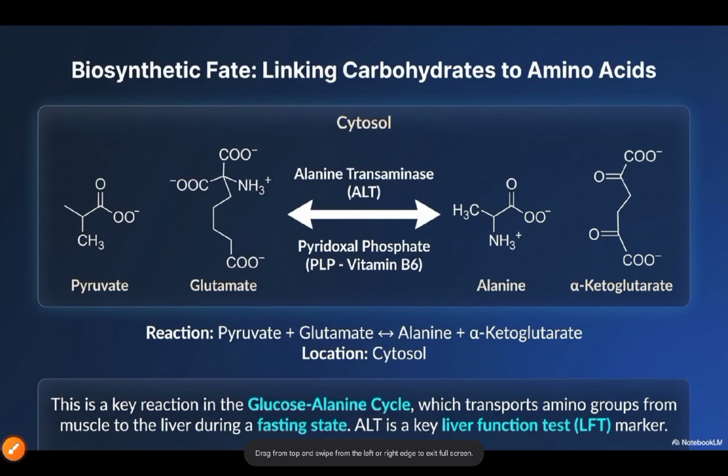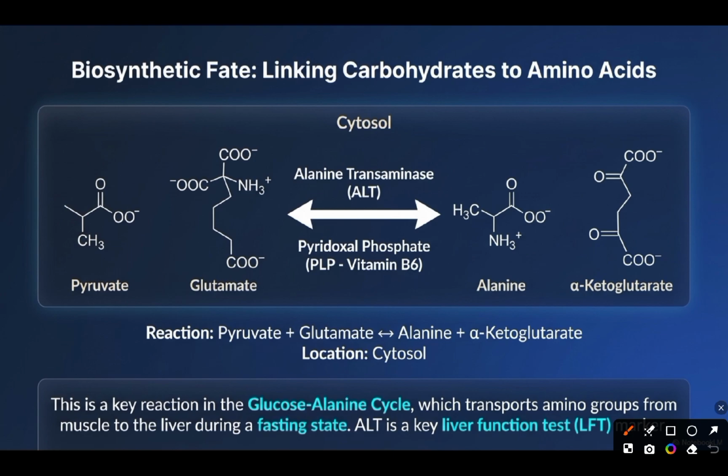So what happens linking carbohydrates to amino acids? What happens if your body requires alanine, an amino acid? Amino acids are the breakdown of proteins. Amino acids are like monomers. When they unite, they form polypeptide bonds or peptide bonds that will now form what? Proteins.